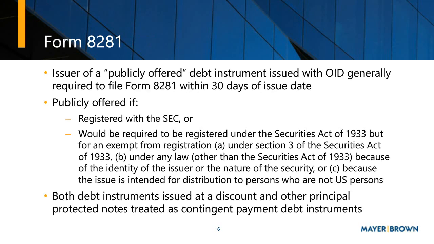Thanks, Rebel. So the next one we're going to talk about is Form 8281, which is an IRS filing requirement. We wanted to flag it here because it can be a trap for the unwary when issuing principal protected notes. The regulations provide that generally the issuer of a, quote-unquote, publicly offered debt instrument issued with original issue discount is required to file a Form 8281, on which you generally set forth the OID accruals that a U.S. holder would have to include.